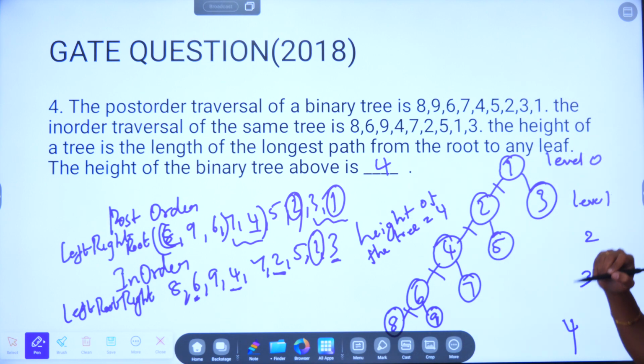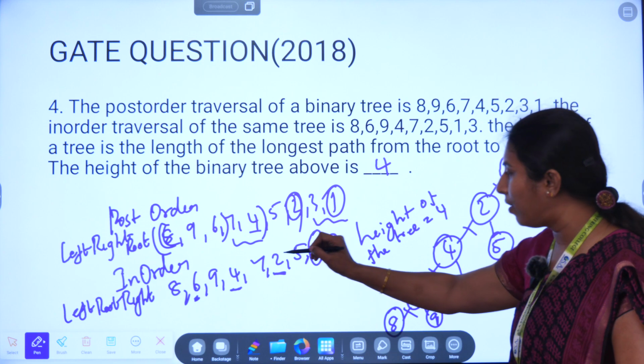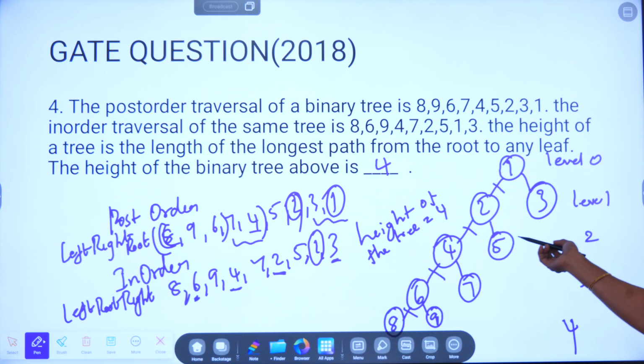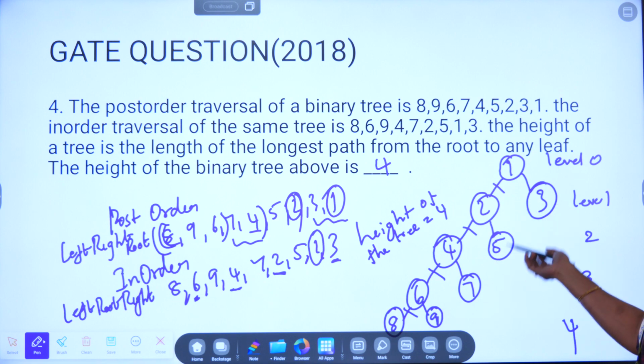So this is how we will be finding the height of the tree. If we have the post order and in order, from these we can construct our tree. After we construct our tree, we can find the height of the tree.